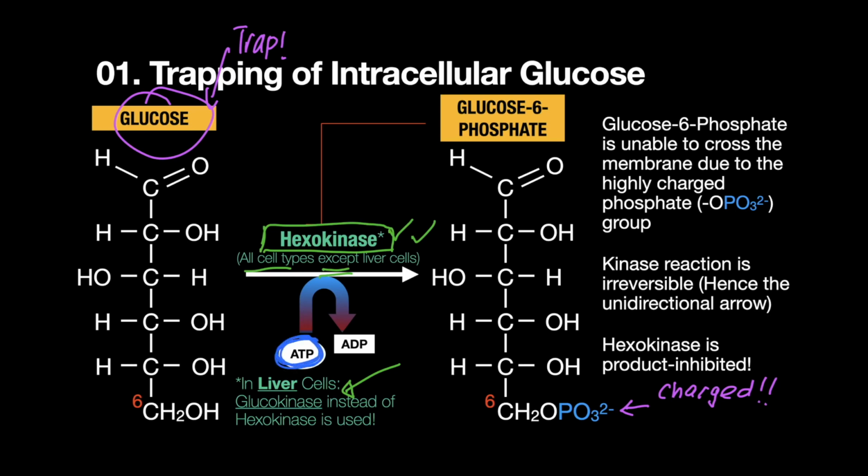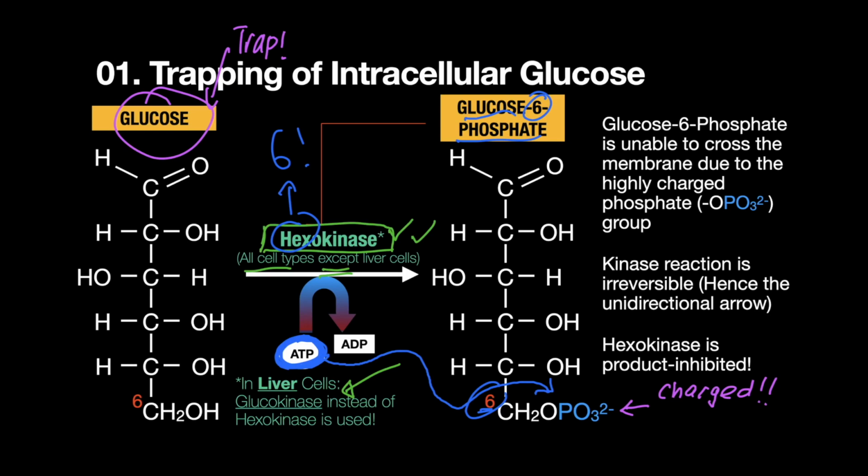One way to remember this is that hex means 6. So it is a good reminder that the phosphate group is added on the 6th carbon. And this is the reason why the product is known as glucose 6-phosphate.